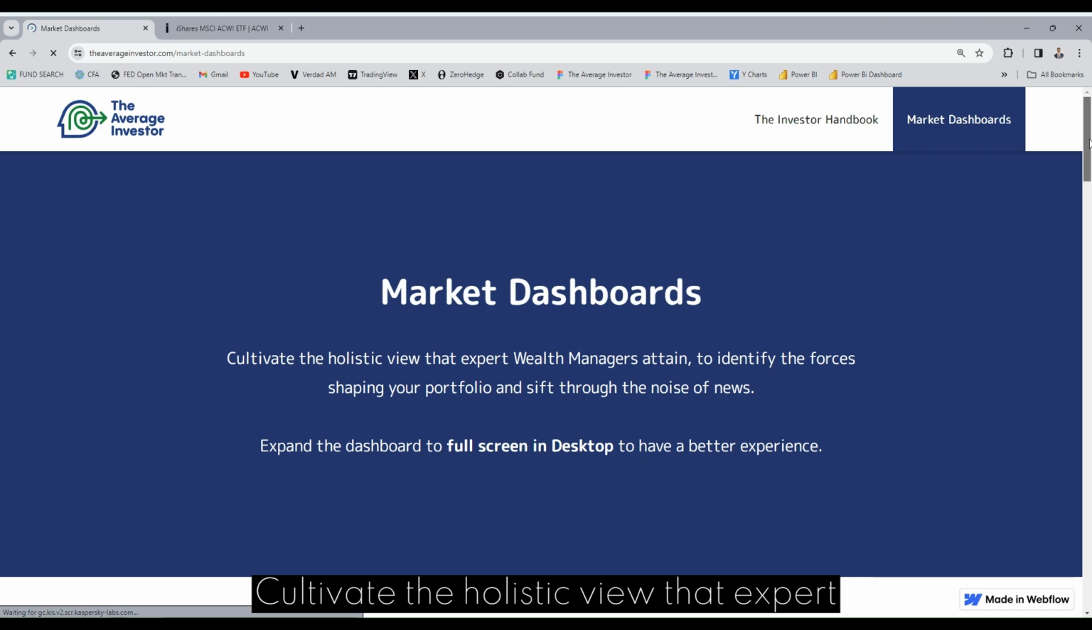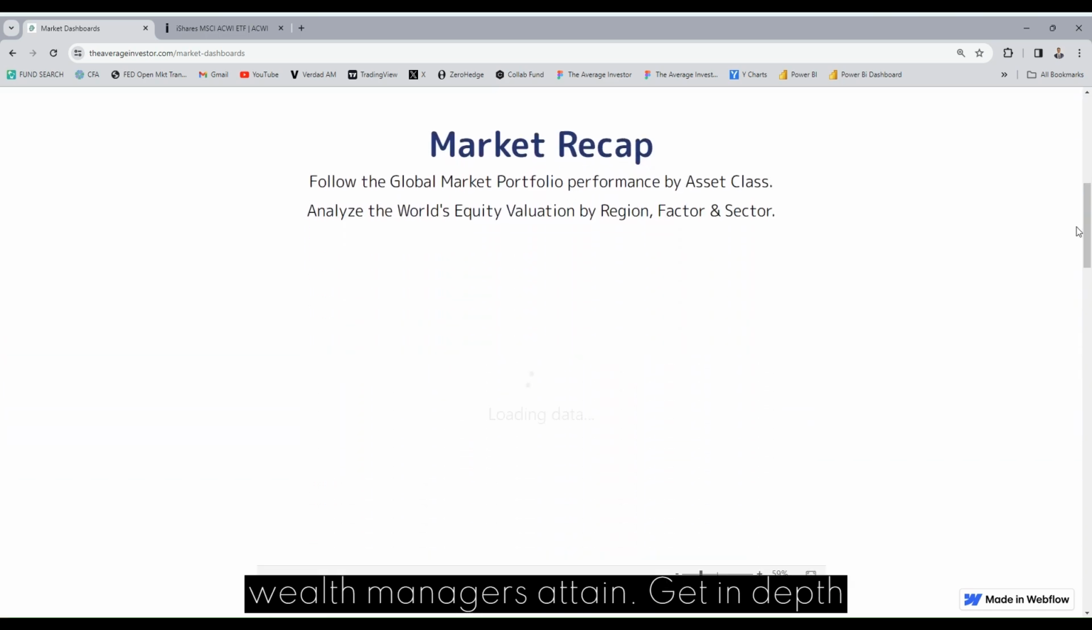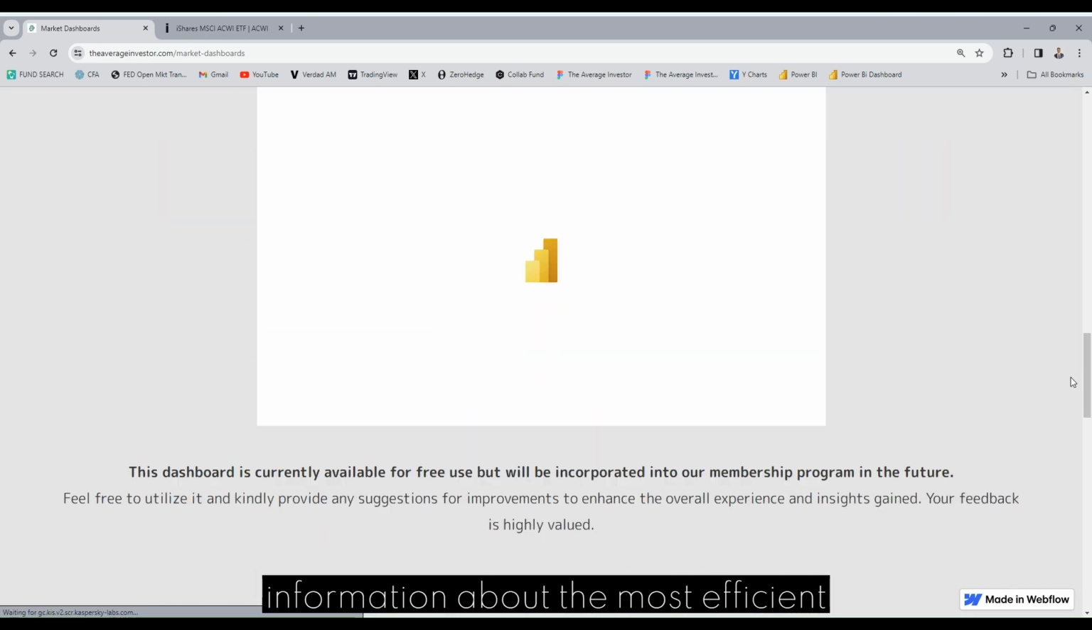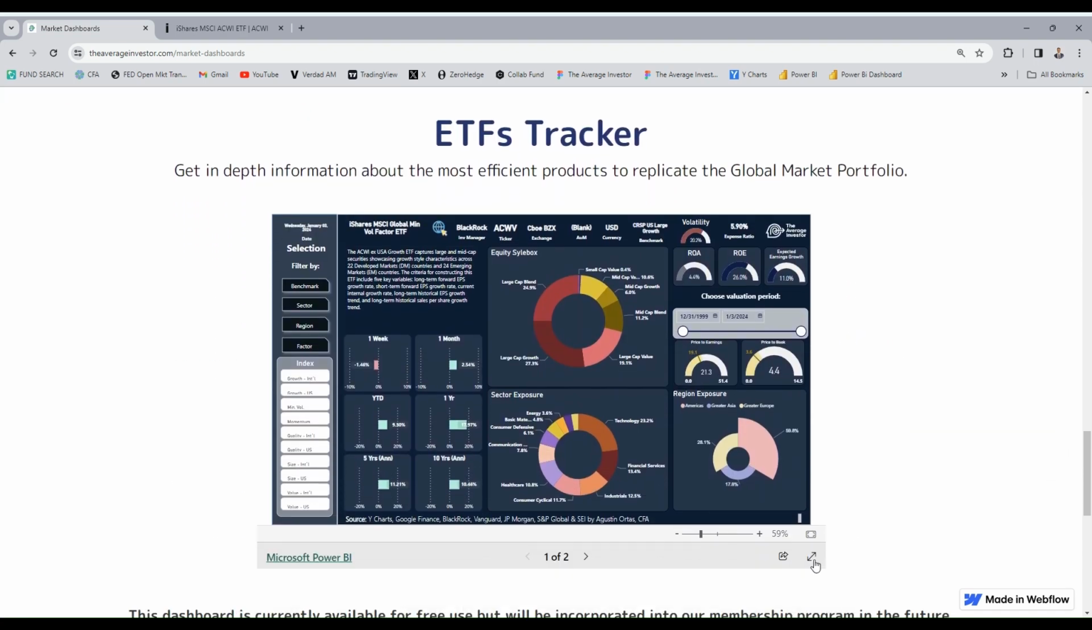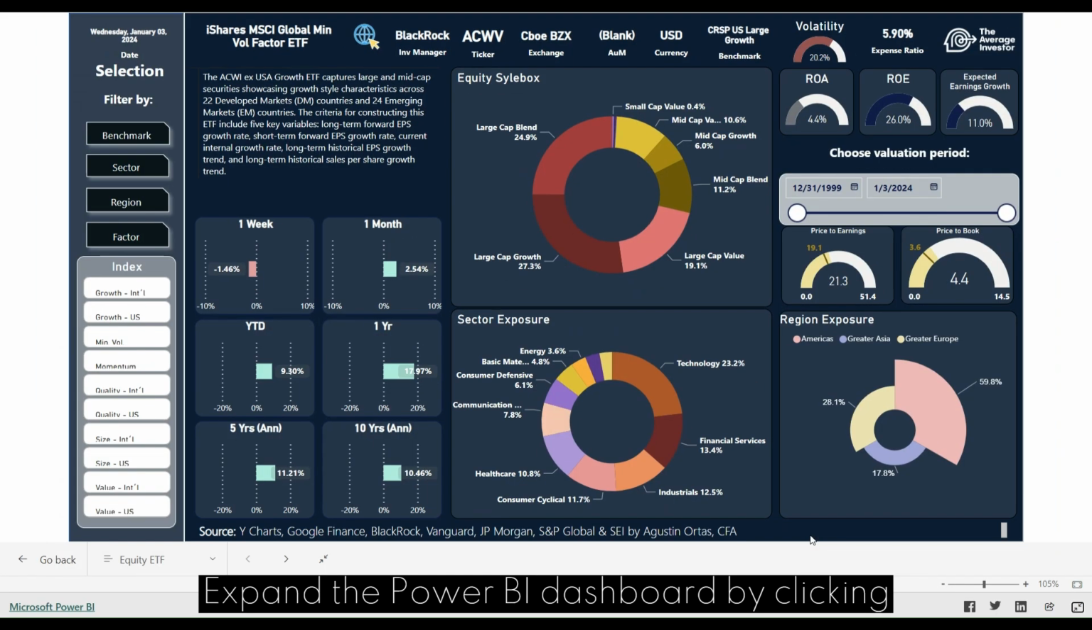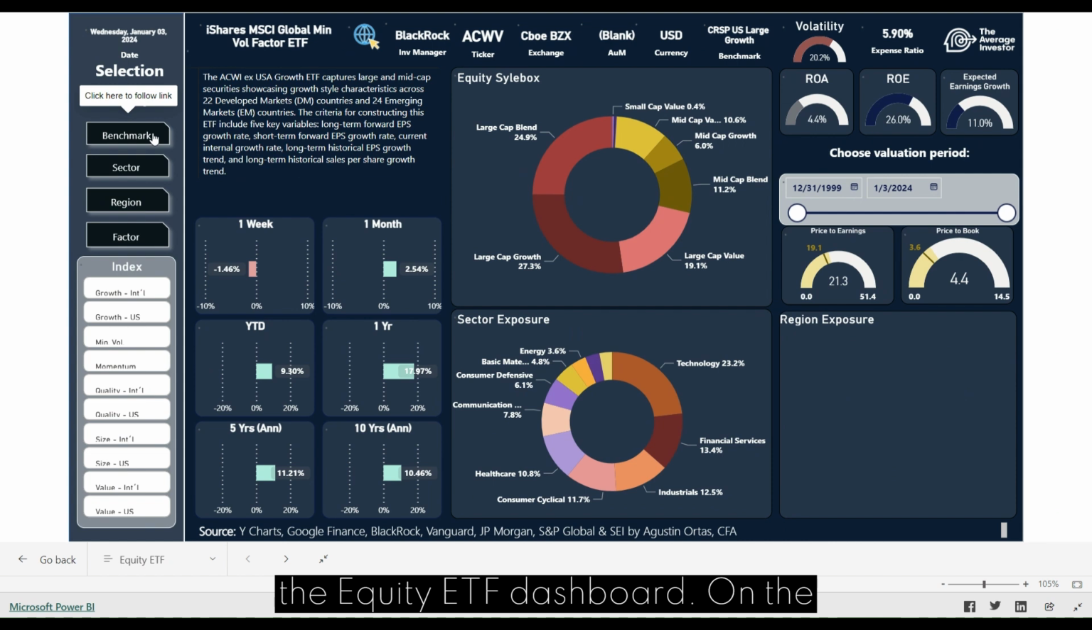Cultivate the holistic view that expert wealth managers attain. Get in-depth information about the most efficient products to replicate the global market portfolio with our ETF Tracker. Expand the Power BI dashboard by clicking on the bottom right icon. Let's look at the Equity ETF dashboard.